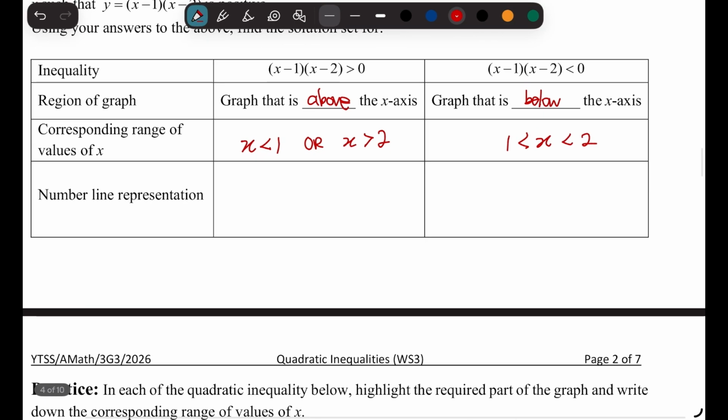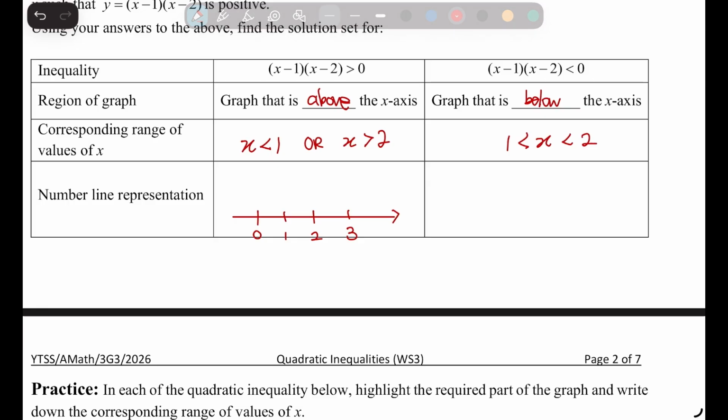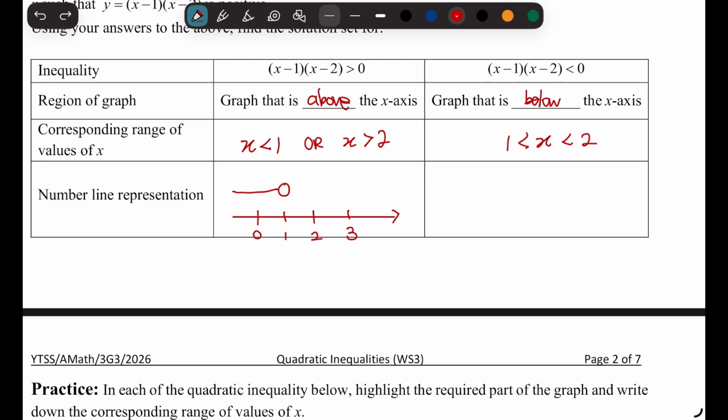Okay, and therefore when I use a number line to represent them, I can simply draw a straight line over here. Okay, number line, let's say I have these numbers 0, 1, 2, 3. Okay, x less than 1. This is x is strictly less than 1. This is a hollow circle, and it goes to the left over here. And x is more than 2, which is also a hollow circle, pointing towards the right.